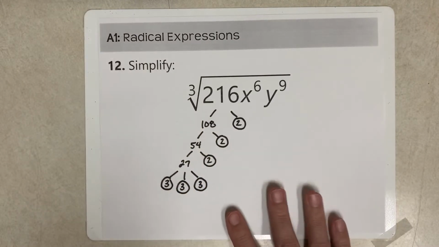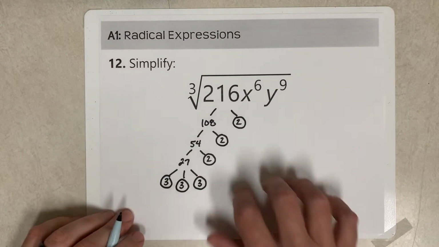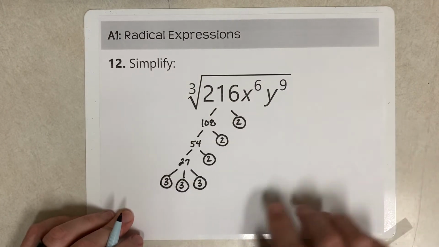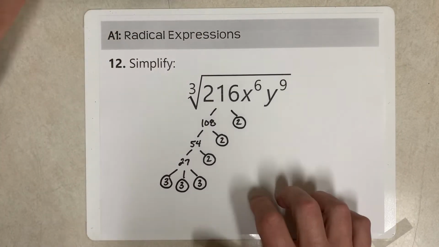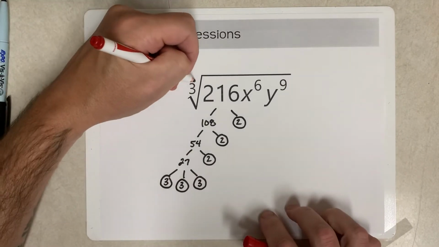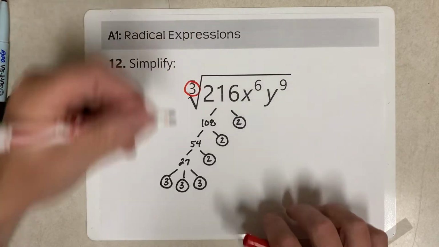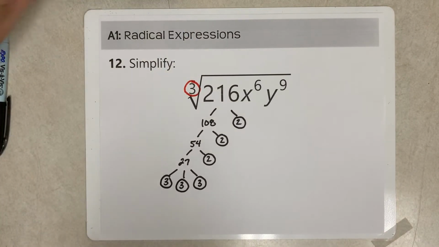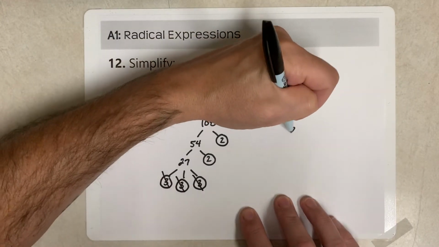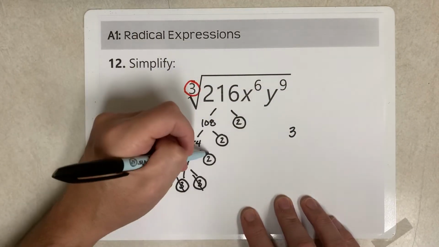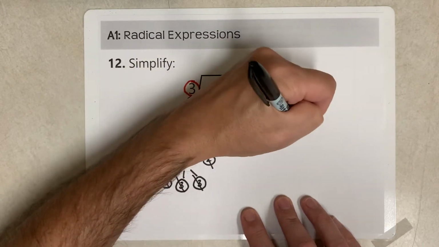All right, so now I'm probably going to run out of room over here, so I'm going to have to work over here on this side. So now I want 3. I've got to remember, this index tells me how many I can take out as a group to make 1 on the outside. So I have 3 3's, so I've got a 3 coming out. I've got 3 2's, so I've got a 2 coming out.